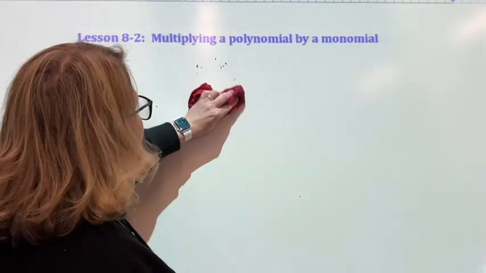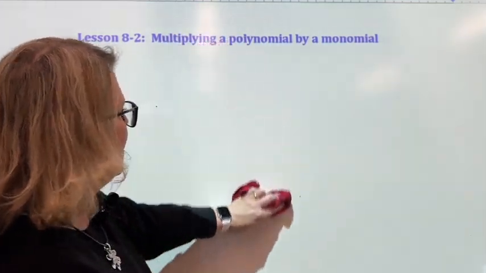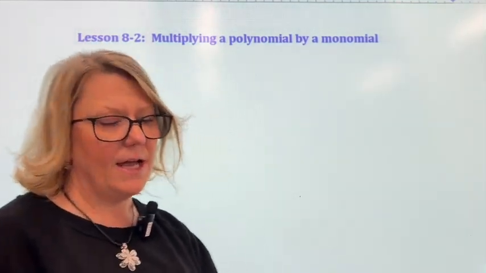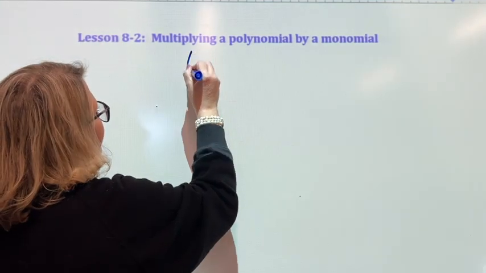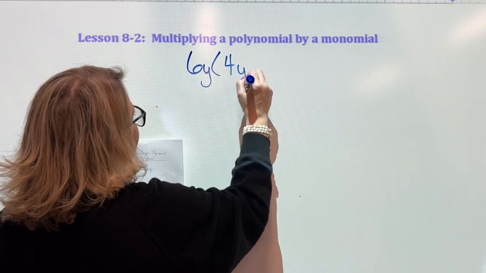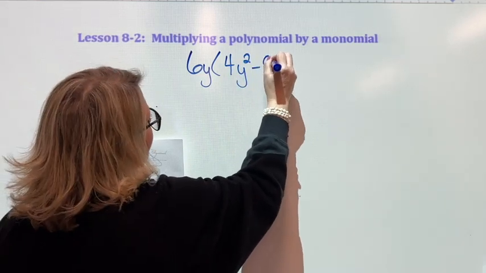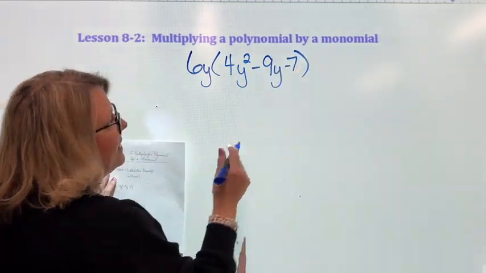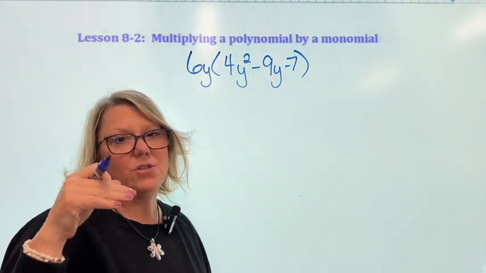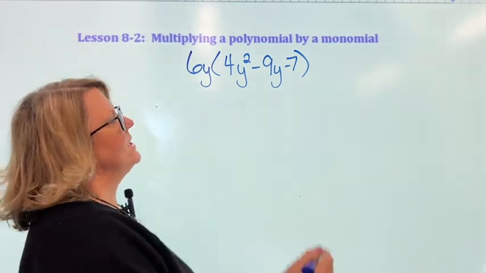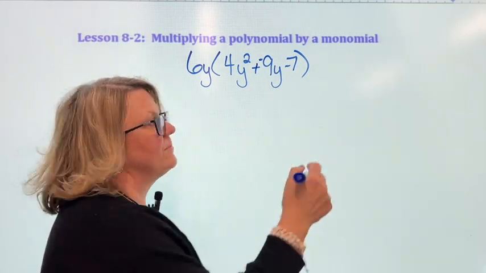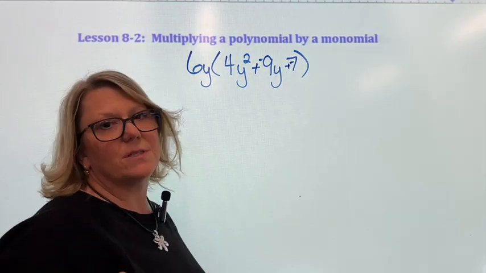But now we're going to take it a little further, where we're actually going to multiply a polynomial times a monomial, and I'm going to start with this example. So we've got 6y times 4y squared minus 9y minus 7. Now the thing you want to be really careful about are those subtraction signs. So change your subtraction to addition and put that negative sign with the term or number to the right of the subtraction. That helps us as we're going through it.